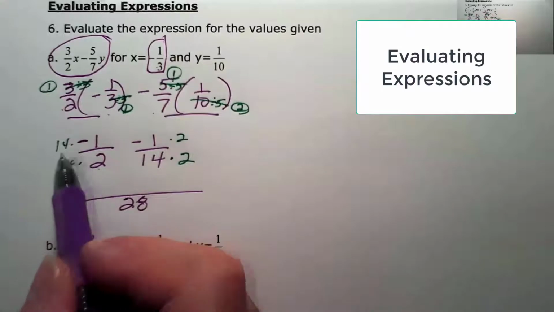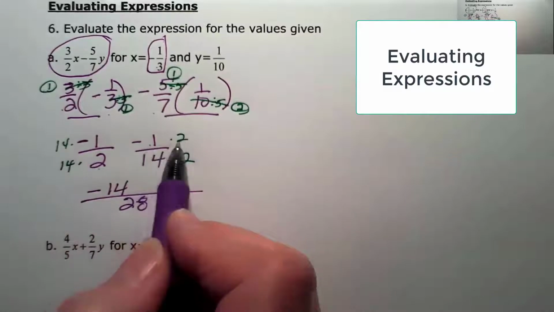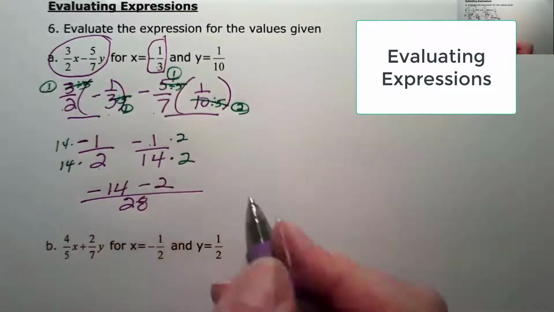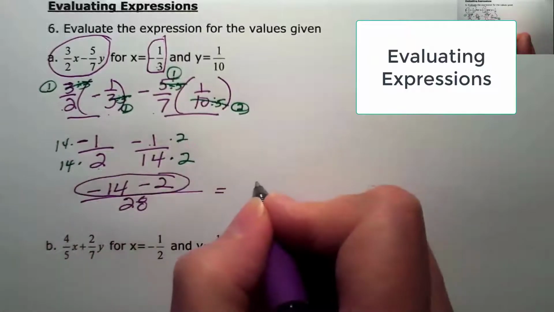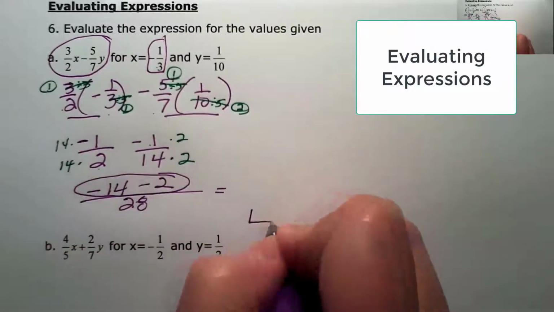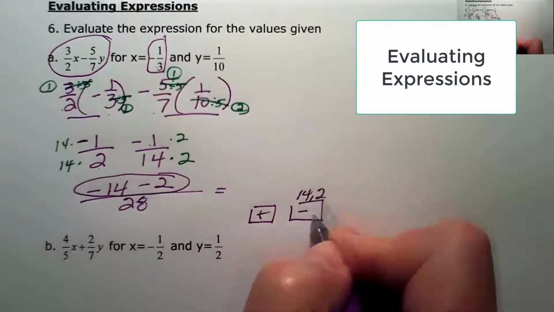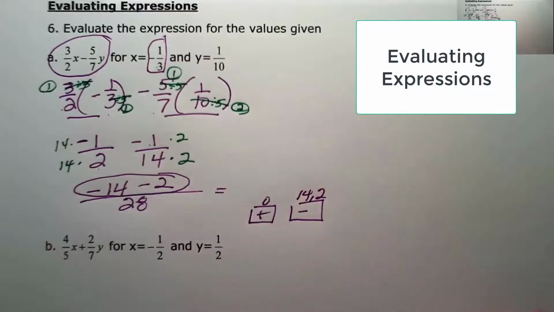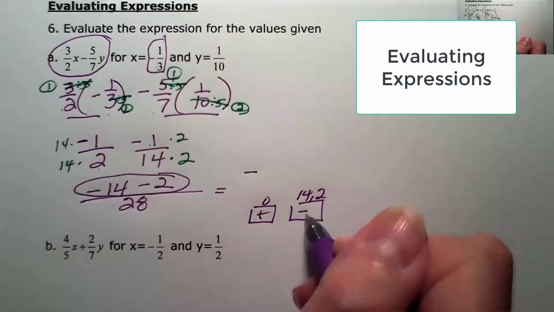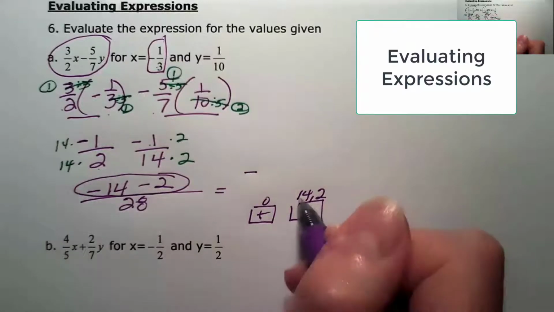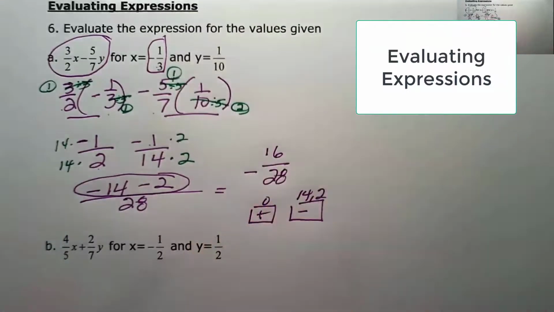So now I'm just going to worry about the numerators. 14 times negative 1 is negative 14. Negative 1 times 2 is negative 2. Now I'm going to combine the numerators. I have a positive box and a negative box. 14 and the 2 are both in the negative box, nothing in the positive box. So my fraction is going to be negative because there's more in this box than this box. How many more? Well, 14, 15, 16. So negative 16 over 28.